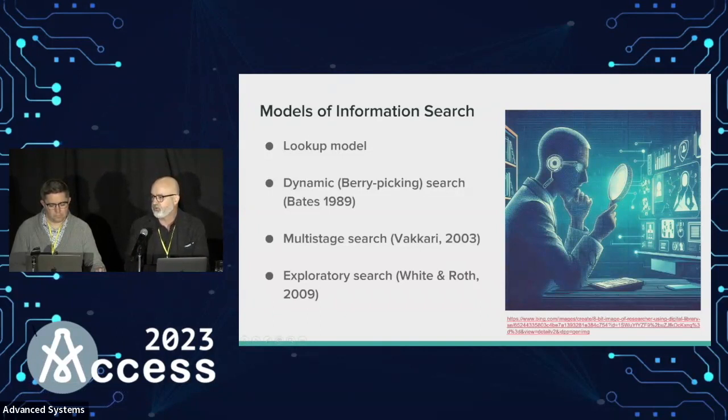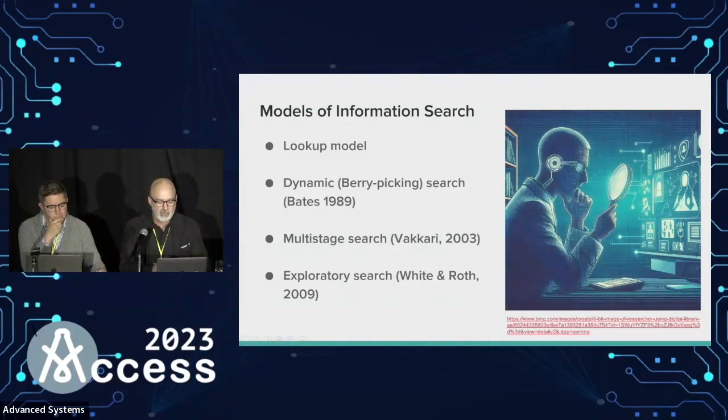Shortly thereafter, some people started to describe other models that were maybe a little less linear. So Vakari described a multi-stage search model, and White and Roth described something called exploratory search. And these are both quite similar to one another. The idea is that when we're starting to do a search on something we don't know much about, we have to explore, we have to find information, we have to develop our own language or an understanding of the language that's been used by the authors of these resources, and then try to use that to help inform our search activity.